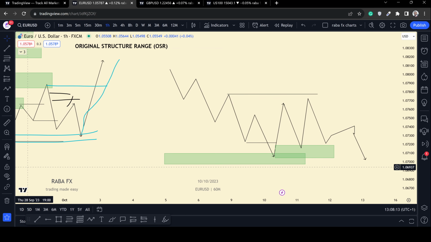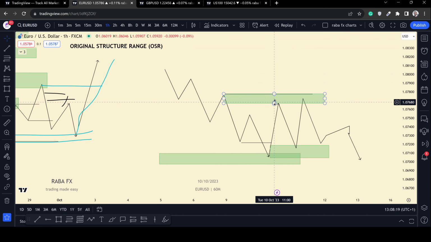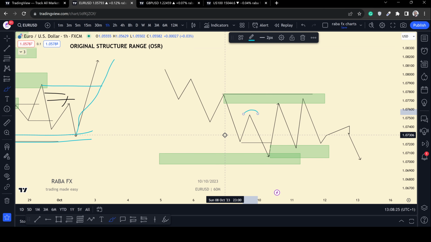So market we need to trade in here. This is a high probability area to sell. Why? Because there's an inducement here. There's nothing wrong for price to come in here and then trade. Price can do anything it wants to do. But why is this a high probability? Because that point of interest is at the OSR, the original structure range.